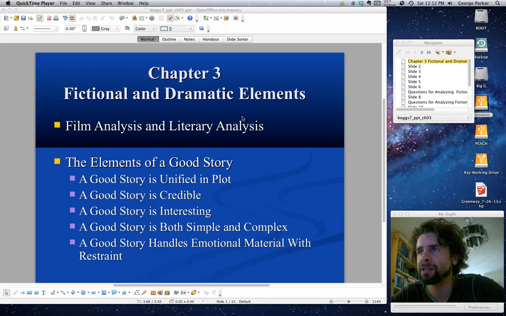Film analysis and literary analysis, the elements of a good story. So he breaks things down into the 5 elements of a good story. Every good story has to have these 5 things. Unified in plot, okay? That means that every aspect of the film, every character, every scene feels like it's all part of the same movie.